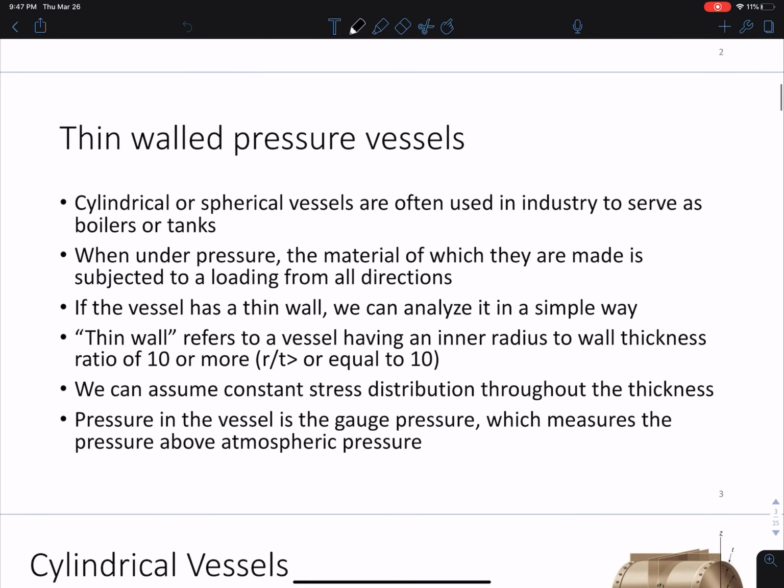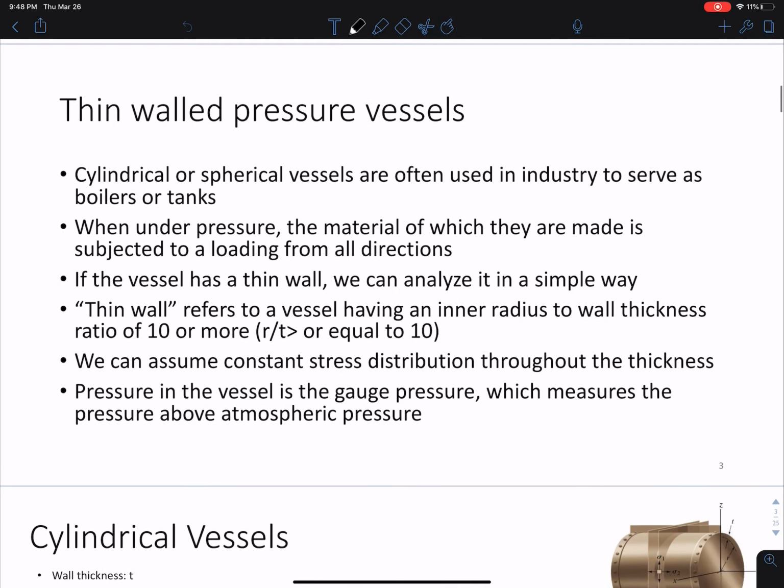But they're often used as boilers or tanks, to hold some kind of liquid or gas, which means that there's some kind of internal pressure acting on the system that we have to account for when we design. So when these systems are under pressure, the material is subject to loading from all these different directions. And we have a very simple way to analyze these systems when the walls are thin. And most of the time when we're designing these systems, especially to hold things like water or certain types of gases, we purposely design them to be thin-walled. And that's why there's this whole category just on thin-walled pressure vessels as opposed to thick-walled pressure vessels.